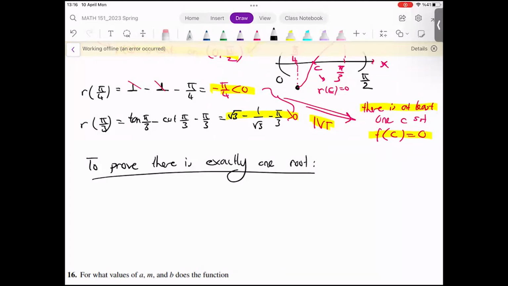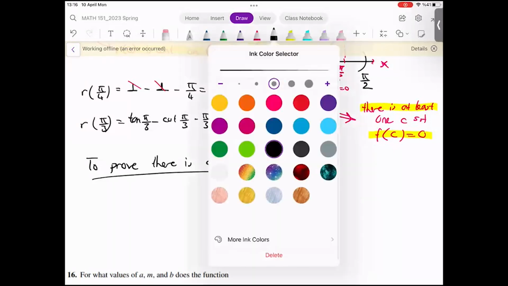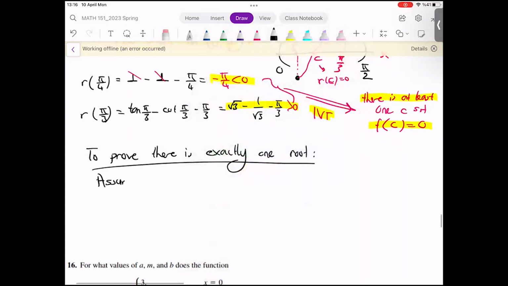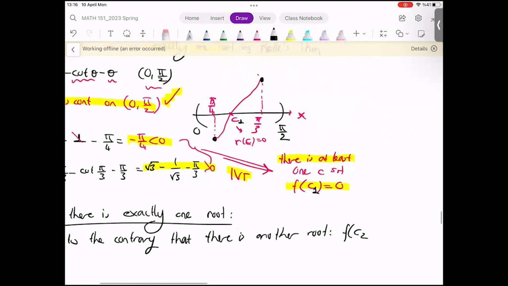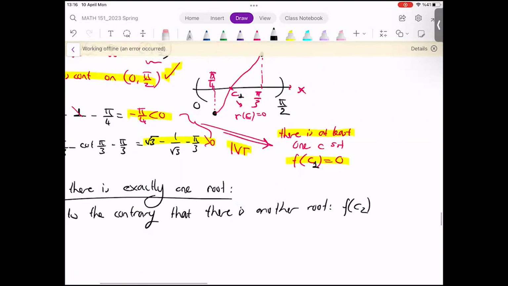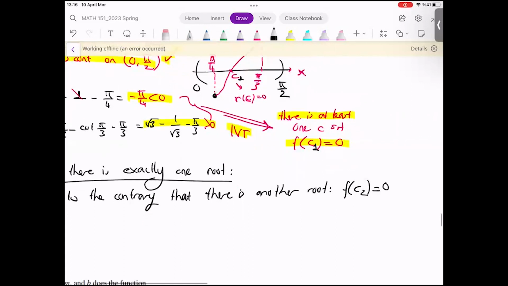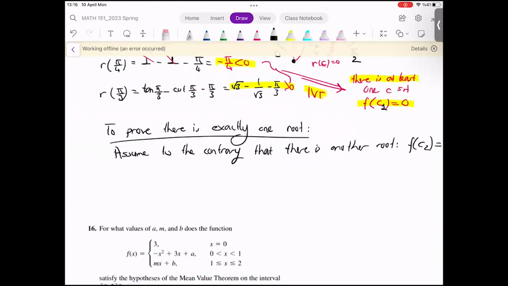So we will assume, contrary to the fact, that there is another root. Proof by contradiction works like this. So assume to the contrary that there is another root. Let's call this root C2 and let's call this one C1. So let's say there is another root C2 like this, and now we are able to use Rolle's theorem.